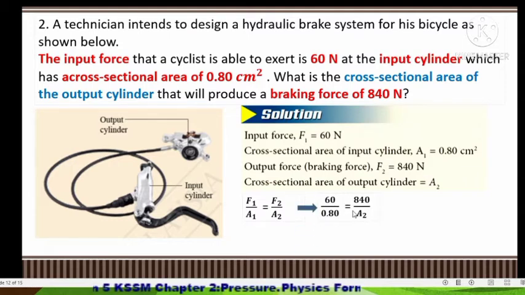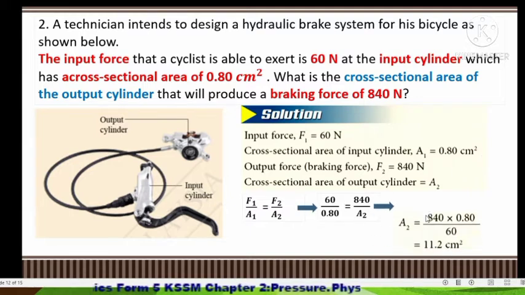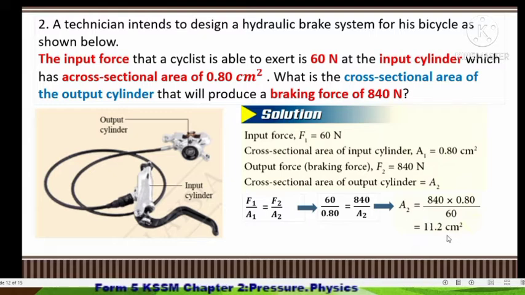So we just substitute all the values. Before that, you need to check the unit for area. Here it is cm squared, meaning the area for the second piston is also in the same unit, cm squared. Okay, just substitute all the values, then we get A2 equals 11.2 cm squared.